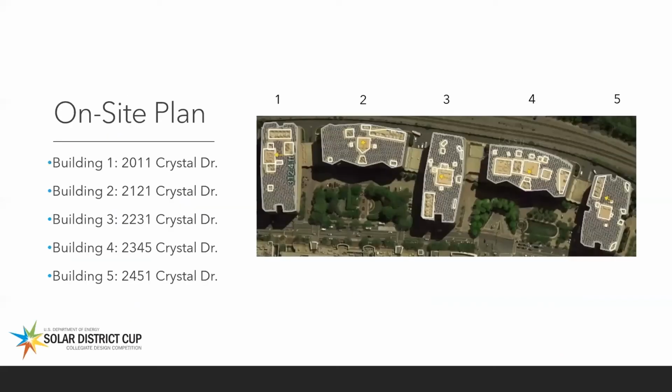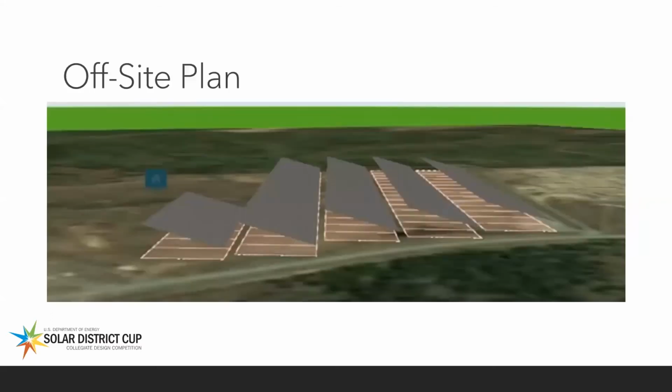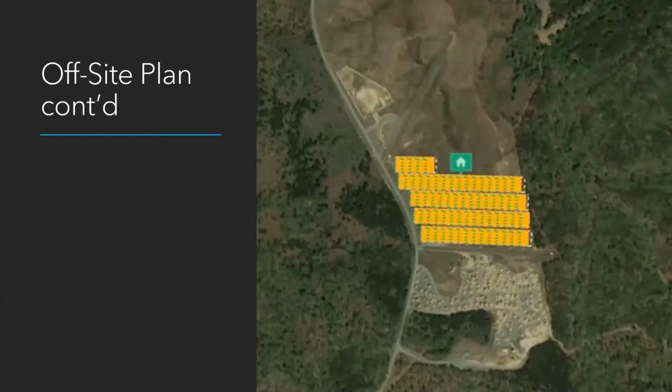These are the on-site plans, the buildings for the Crystal Park division. Each building would have all of the panels as you see on the top of the buildings. This is our off-site plan. It's something like 70,000 panels, something ridiculous. But that is the off-site plan, essentially just out in the big field.